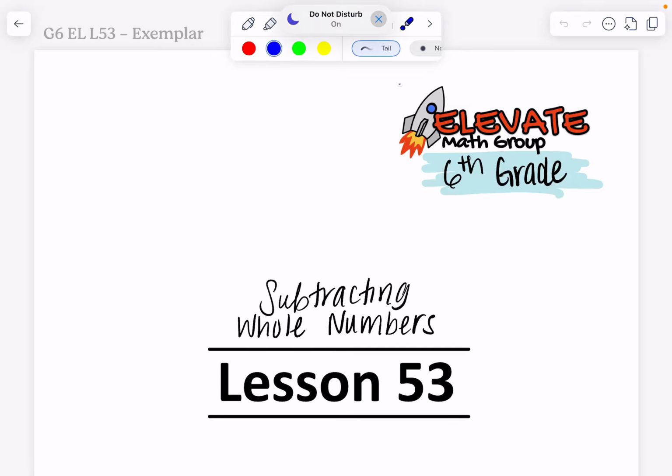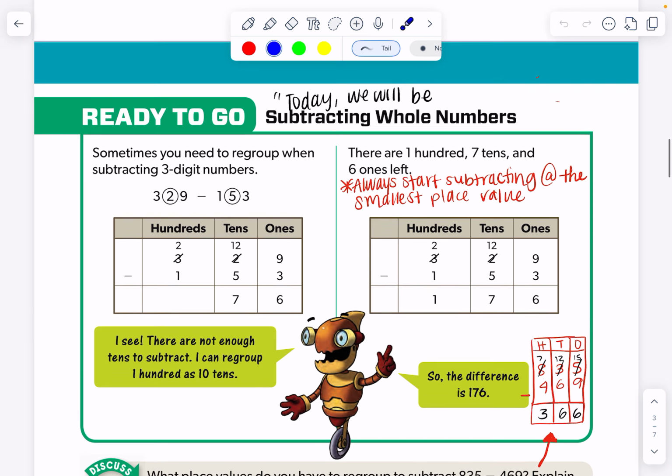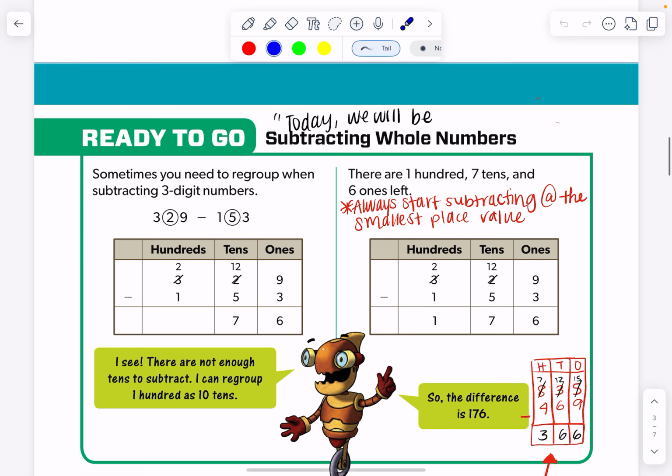Hi everyone, this is 6th grade Elevate, lesson 53. Yesterday we worked on addition of whole numbers with regrouping. Today we are going to work on subtraction of whole numbers with regrouping.